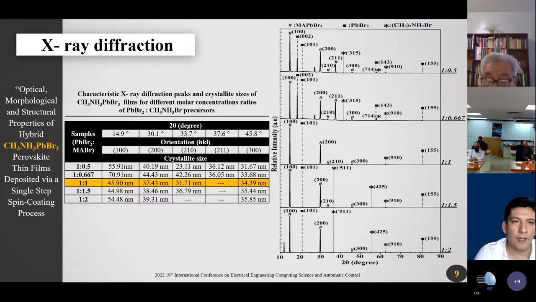In this table, the Debye-Scherrer equation was used to estimate crystal size. The methyl ammonium lead tribromide samples have the largest crystal size in the plane 100. According to the previous research, it was expected the crystallization could improve at a higher lead dibromide concentration in solution. However, as you can see, this also occurs for opposite ratios with lower lead dibromide concentration in solution.